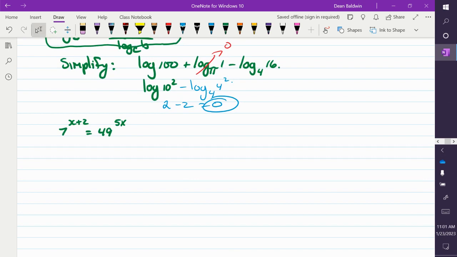What if you have something like this? Your default is to look and ask yourself, can you make them the same base? Because it's way faster instead of logging both sides. Can they be made in the same base? Yes. So that becomes 7 squared.